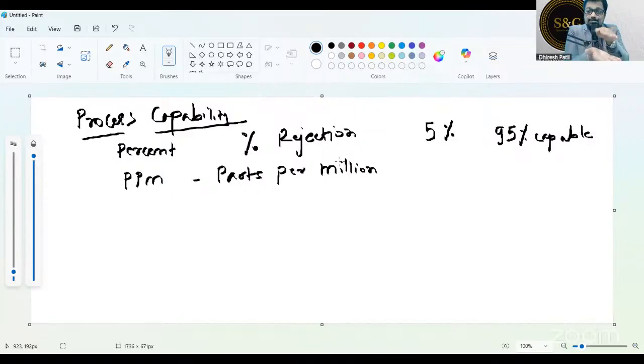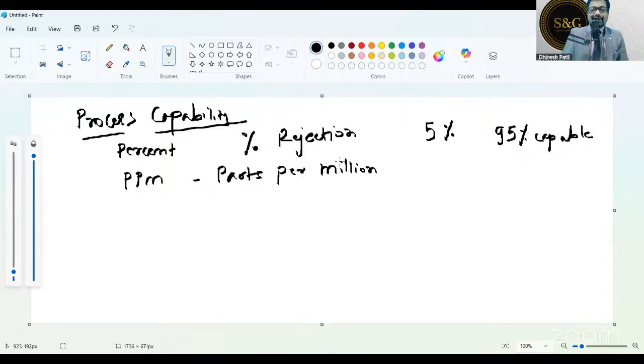So ppm was rejected numbers, right? ppm is basically measured for how many pieces are rejected per million. So the lesser the ppm number, the better is your process capability. Are you clear with this point? So percentage became per million. The lesser that number, the better is your process capability.